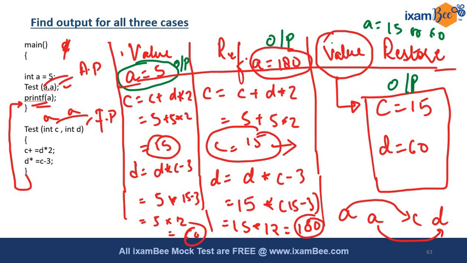So this is the classic example of value restore. And here you can sometimes have more than one output as well, during different compilations of the same code. In different architectures or different compiler versions, you can expect different kinds of outputs.